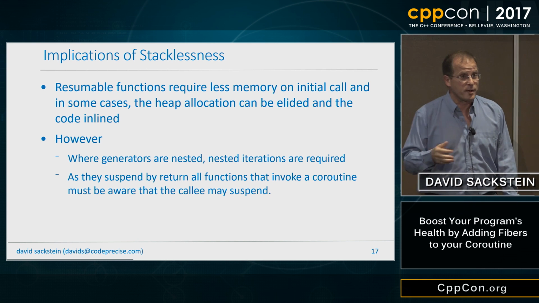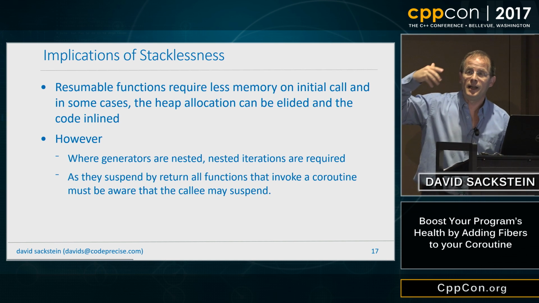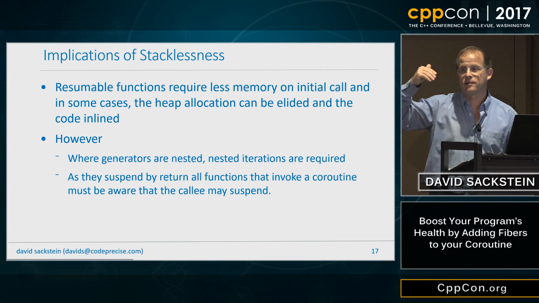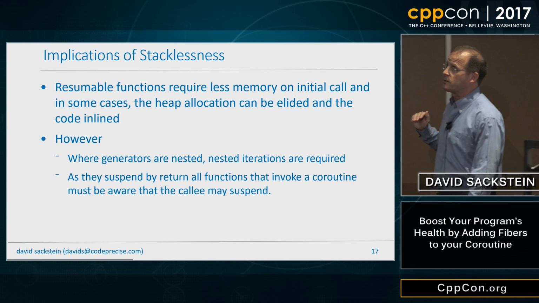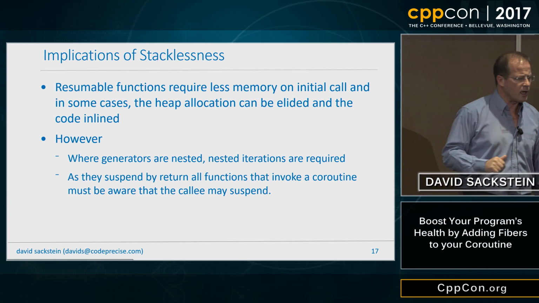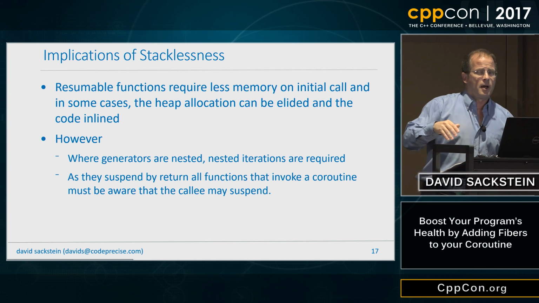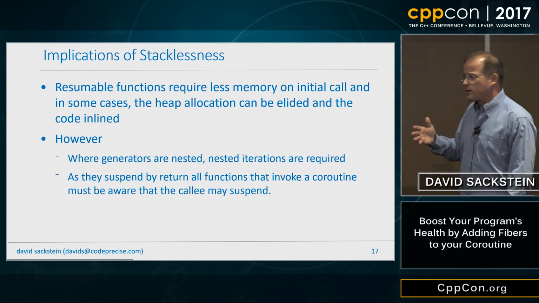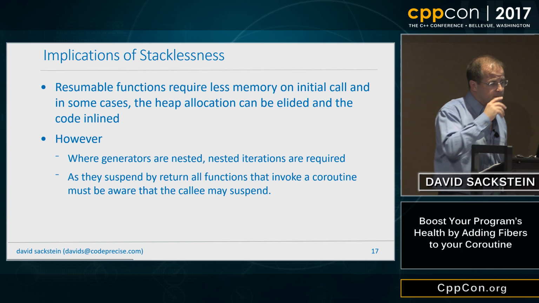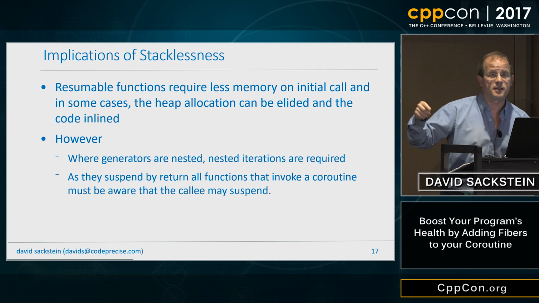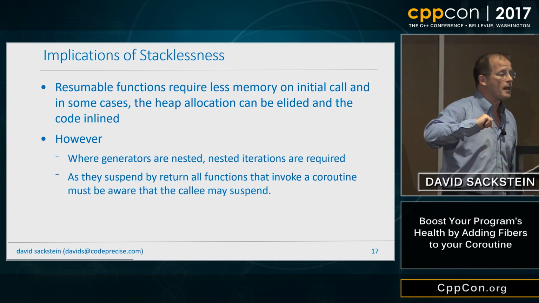And in some cases, when the compiler can see all of the code of generator and producer, it can actually inline all of the code, and the coroutine disappears. So you have optimizations that are possible, especially with the advanced compilers that will adopt this feature, that are not possible or much more difficult to implement maybe with a stackful coroutine. However, the limitation is that when generators are nested, iterations are required. That's something we've just seen.